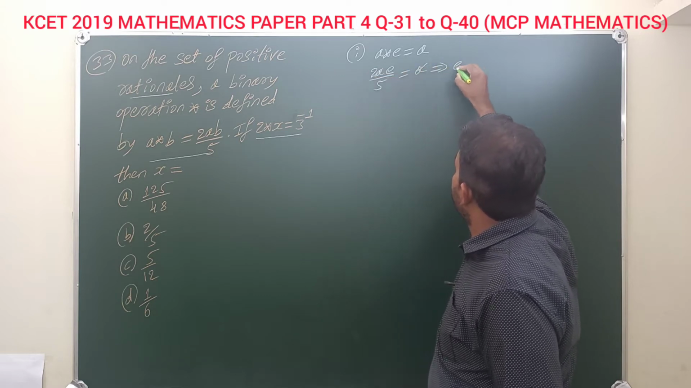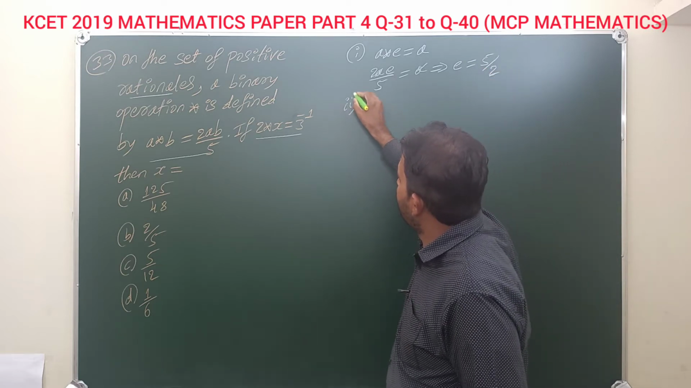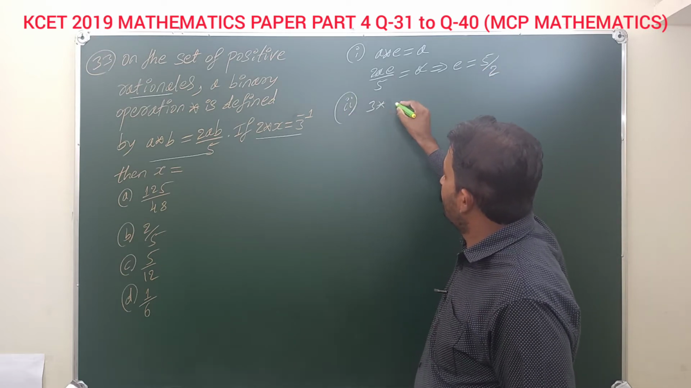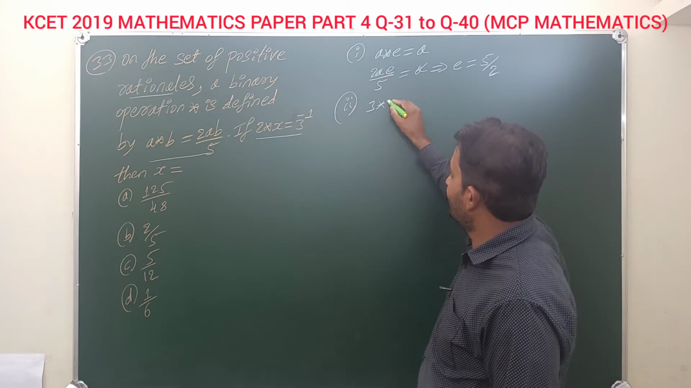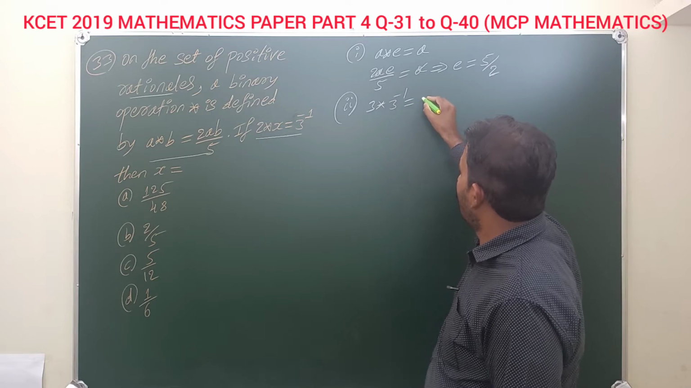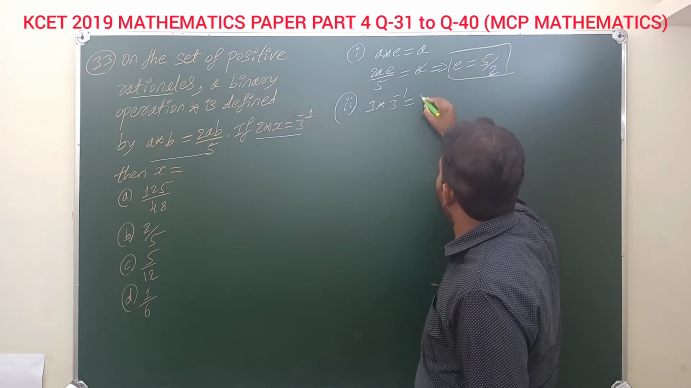This becomes e = 5/2. Now find 3 inverse. Using the inverse rule, 3 star 3 inverse is equal to the identity element. Here the identity element obtained is 5/2.